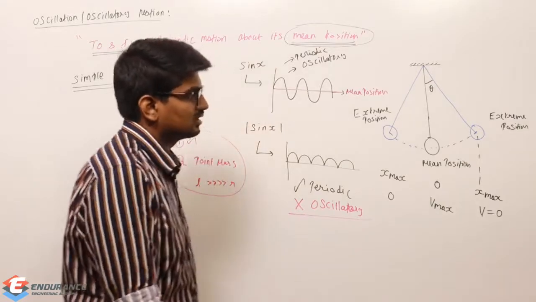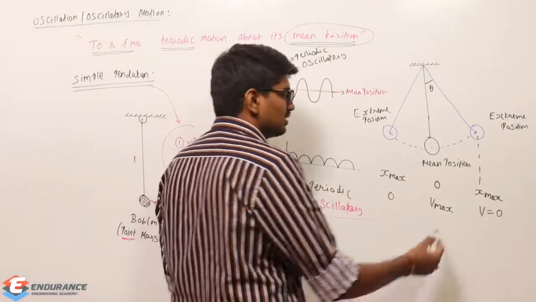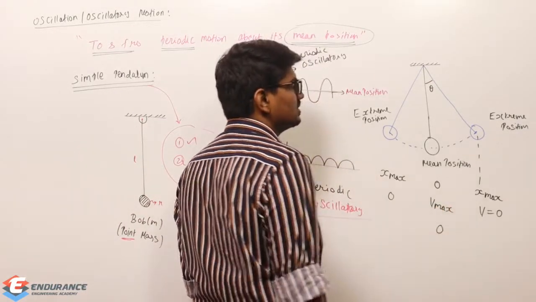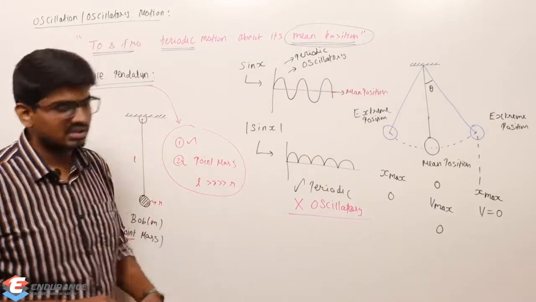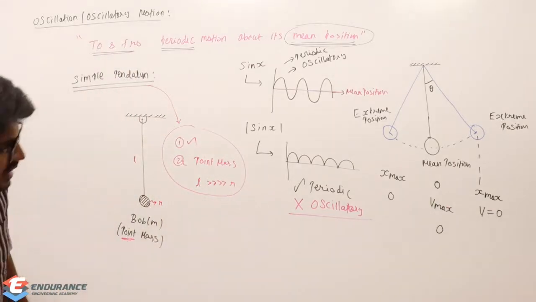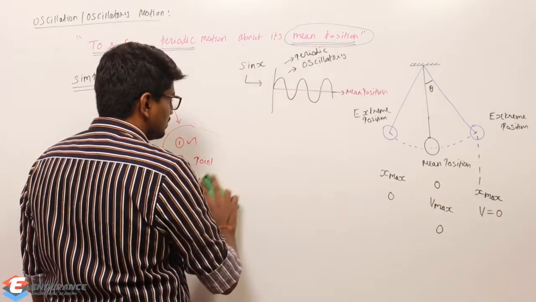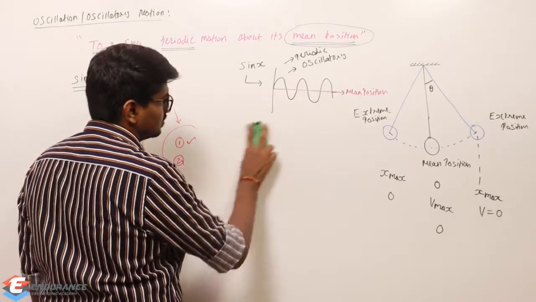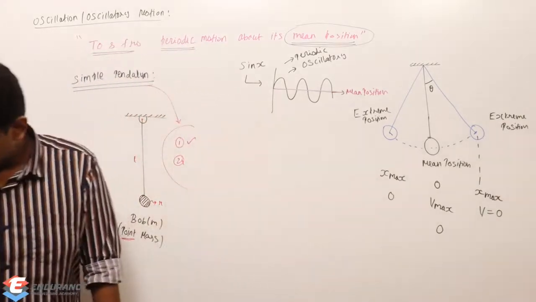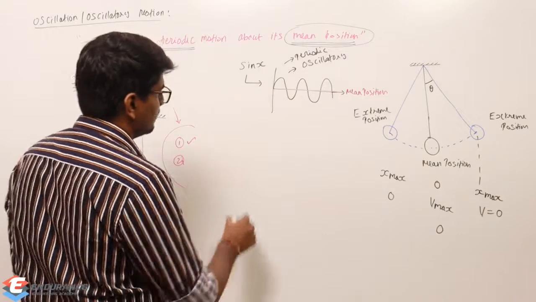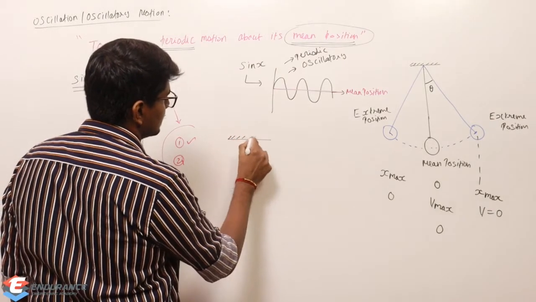Now what about acceleration? Obviously, v was maximum at the mean, so acceleration will be 0 there. But what will happen at the extreme positions? Listen, I can directly give you the answer, but let me explain with a free body diagram. Just listen.